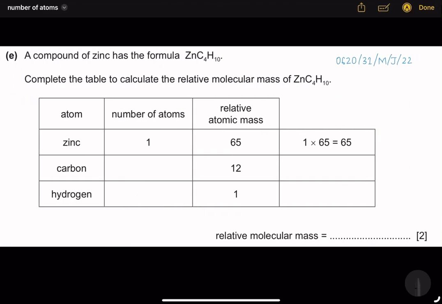In this question, we have to calculate the relative molecular mass of ZnC4H10. We have to write the number of atoms. It's given for zinc, we'll do for carbon. So the number of atoms of carbon is 4 and the relative atomic mass of carbon is 12. So 12 times 4 is equal to 48. And then we have 10 atoms of hydrogen and the relative atomic mass of hydrogen is 1, so we'll have 10. Now when we add all of these, we'll get the relative molecular mass. So let me do the addition.